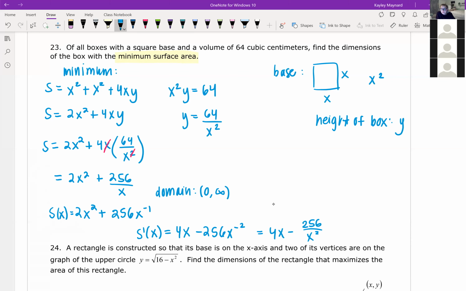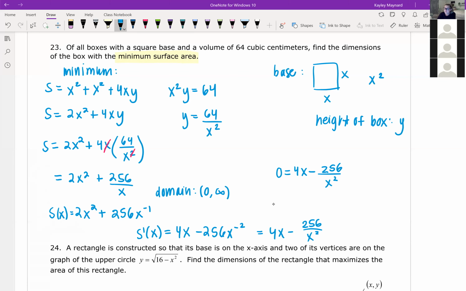That would be undefined at 0, because if you plugged in 0 for x, you'd be dividing by 0, and that's not allowed. But our domain is 0 to infinity, so 0 is already excluded from being plugged in. So there's no spots where this is undefined. So we're just going to set this equal to 0. So 0 equals 4x minus 256 over x squared.